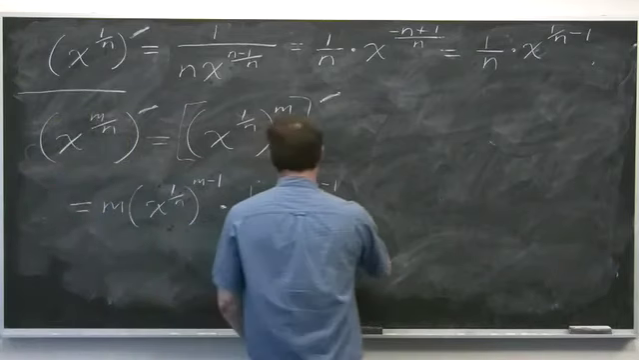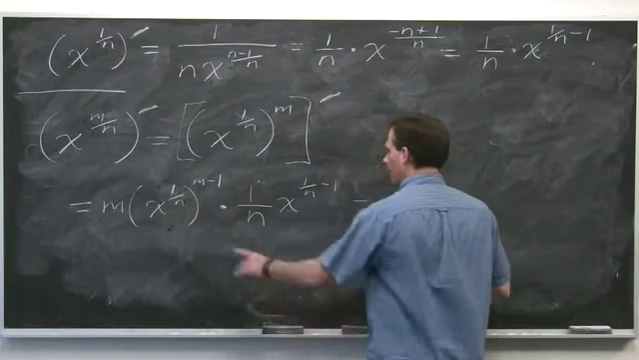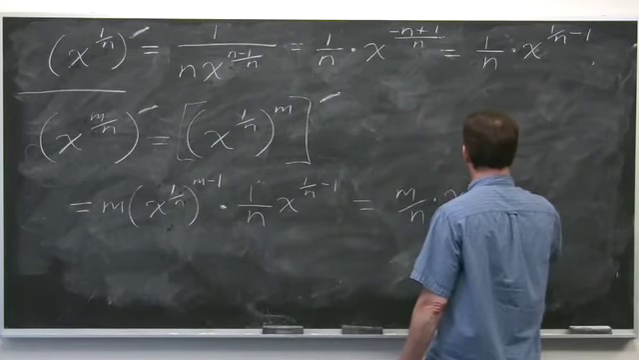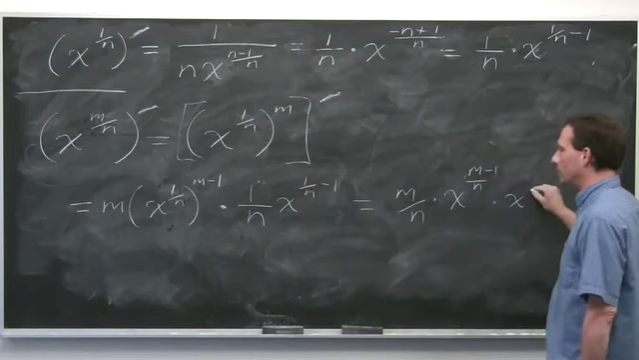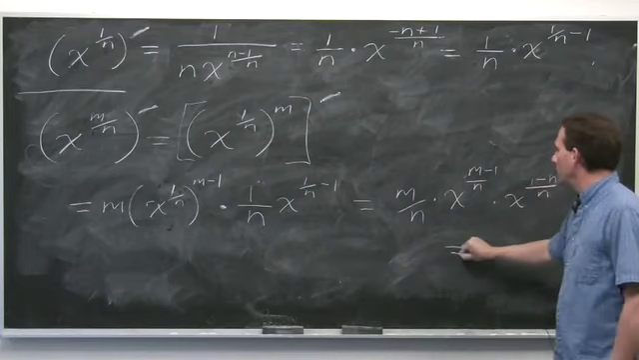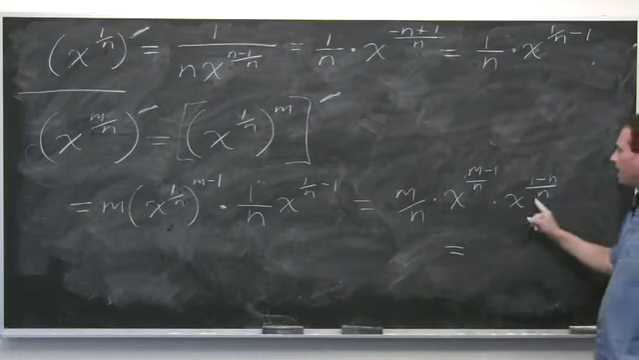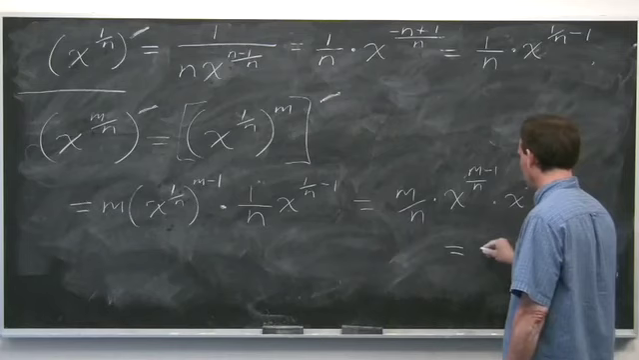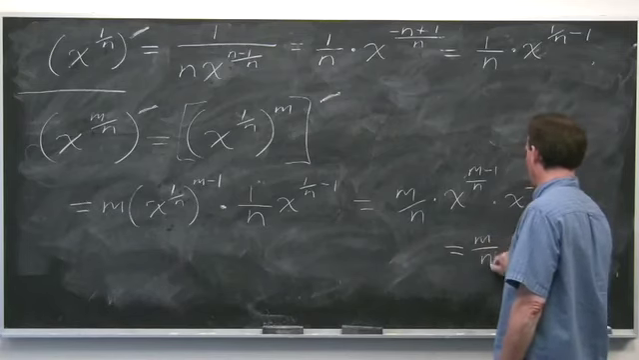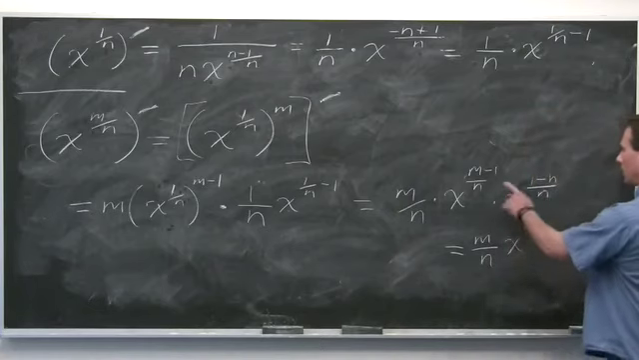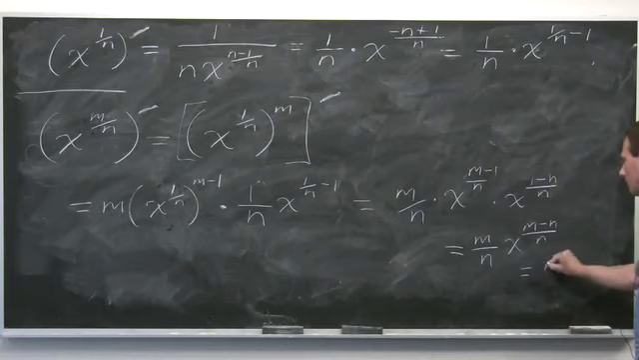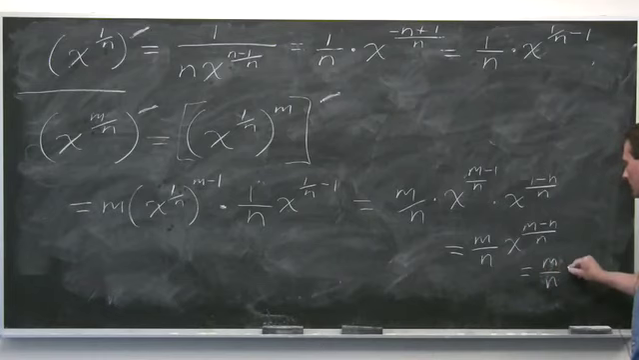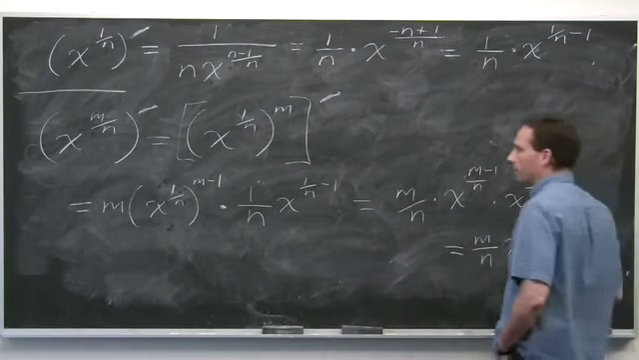If you put all this together, you get something very non-surprising. You get m over n times x to the m over n minus 1, times 1 over n times x to the, this is 1 over n minus n over n, so I'll write this as x to the (1 minus n) over n. And then you have two things with the same base multiplied together. The exponents just add. I have a common denominator. So we get m over n times x to the, the 1's cancel, m minus n over n, and then if you simplify that, you get m over n times x to the, there's an m over n, but then minus n over n, which is minus 1. That's the power rule.